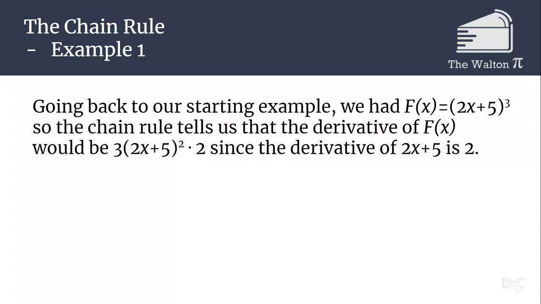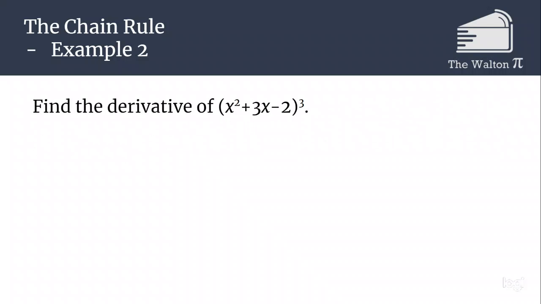So going back to our starting example, we had (2x + 5) all cubed, so our outsidemost function is something cubed, and our inside function is 2x + 5. So the derivative of our outside function, x cubed, would go to 3 times the inside squared, so we have 3 times (2x + 5) squared. Then we multiply by the derivative of the inside, which in this case is 2, so our answer is going to be 3 times (2x + 5) squared times 2.